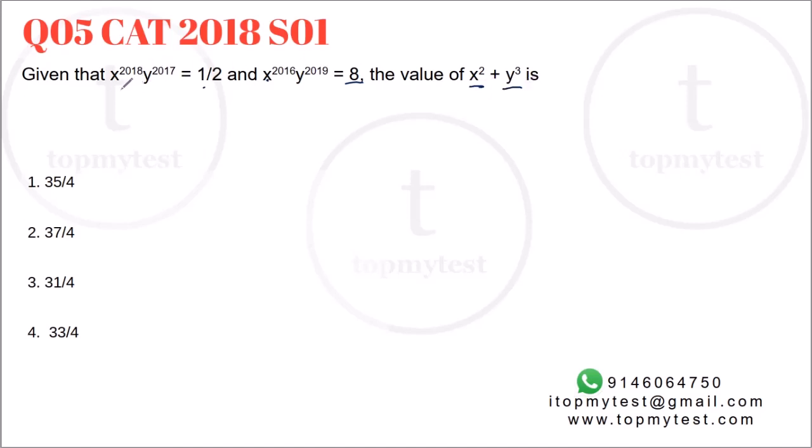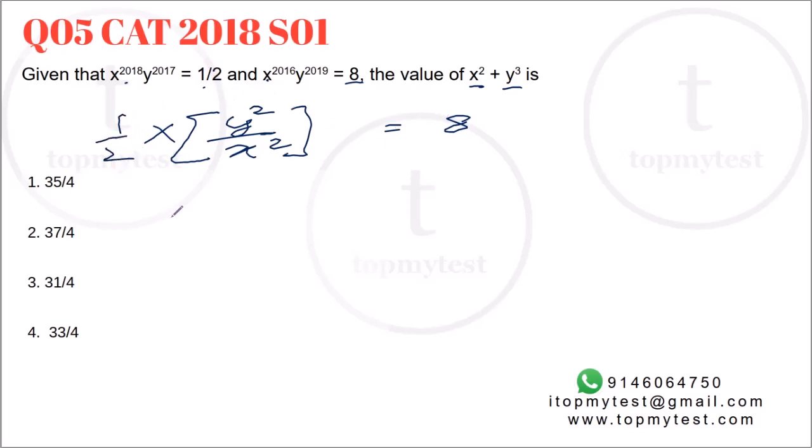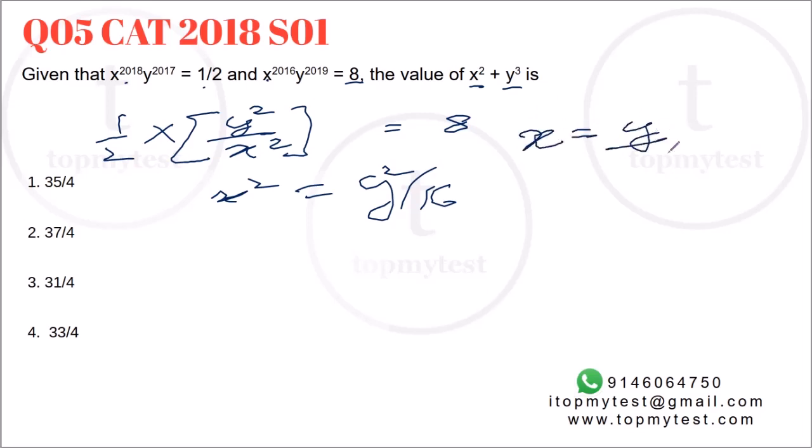Right? So now, how do we go from 18 to 16? You will be multiplying by 1 by x square. You'll be dividing by x square. How do you go from 17 to 19? You'll be multiplying by y square. This gives you 8. So half into this value gives you 8. So if you rewrite this, you'll get x square equals y square by 16, or in other words, x should be y by 4.